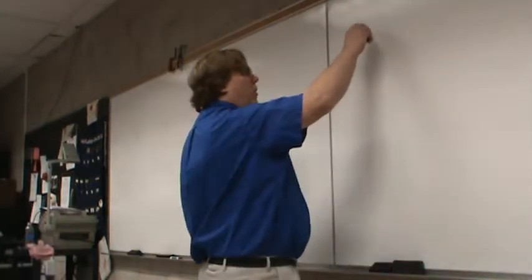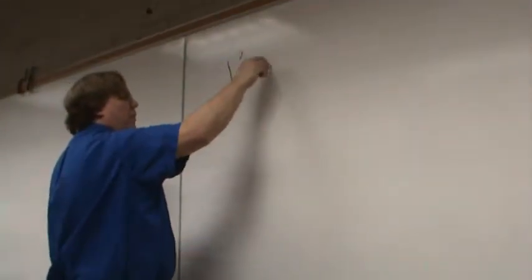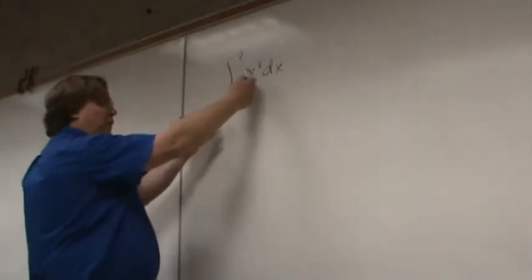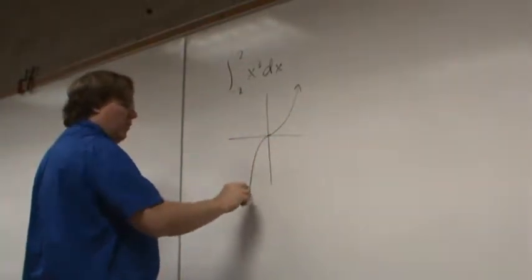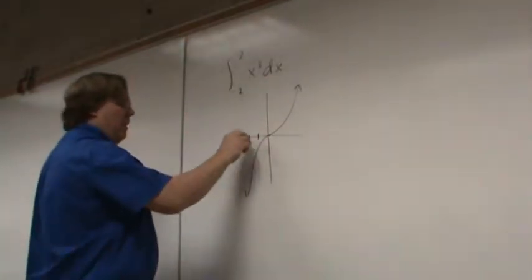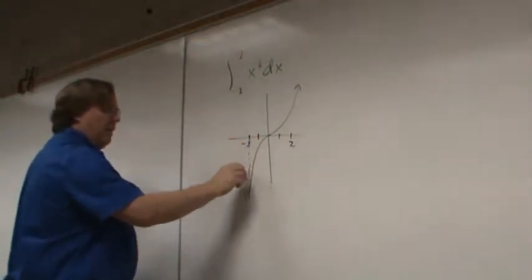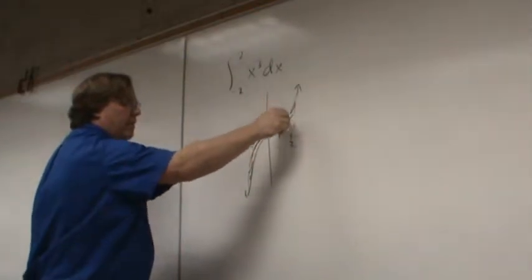Well, let's get started. I just want to remind you what a definite integral is. If I were to do the integral from -2 to +2 of x to the third dx, what I'm doing is essentially graphing the function y equals x to the third. So, you know, the function y equals x to the third looks like that. And then I'm getting the area from -2 to +2. I'm getting this area and this area.